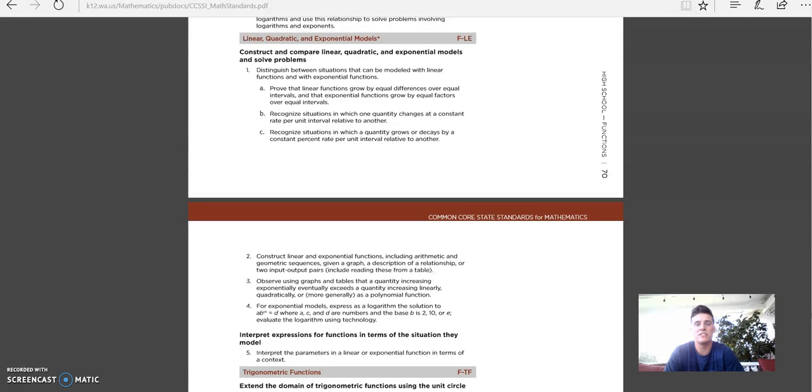Basically, the standard requires students to be able to create all three of these different types of models and then compare them with each other. And so once we get into our beautiful problem, we're going to be seeing that's exactly what we're going to be doing with the problem.